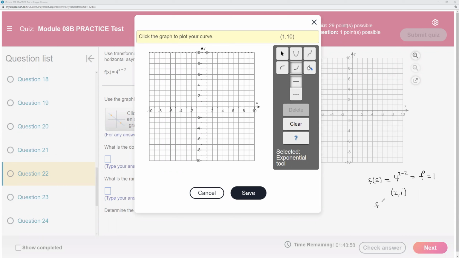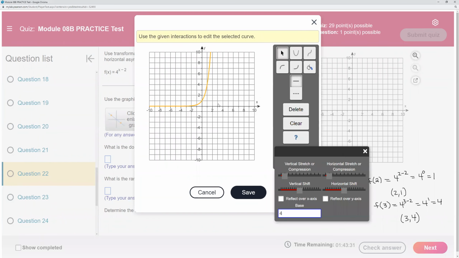Then I usually pick a point just to the right of that because it won't be a fraction. So we're going to plug in 3. So that'll be 4 to the 3 minus 2, which is 4 to the 1, which is 4. So my second point will be 3, 4. So my first point, go back to graphing, is going to be 2, 1. Oh, and see, this is why I thought, yeah, these are weird.